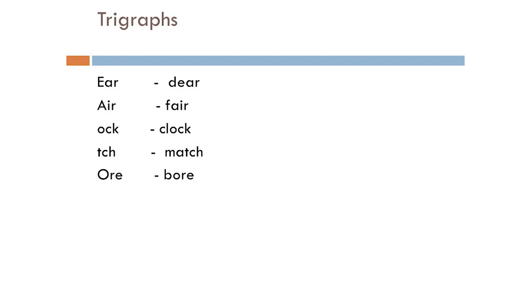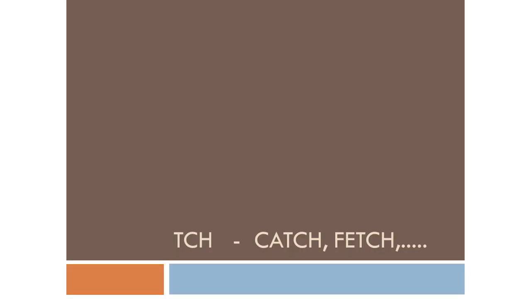We have many trigraphs like this, and here we have an example of a consonant trigraph, that is TCH. Here T is a consonant, C is a consonant, and H is also a consonant. All the three letters, again I repeat, combine together and produce only one sound, that is a single sound.